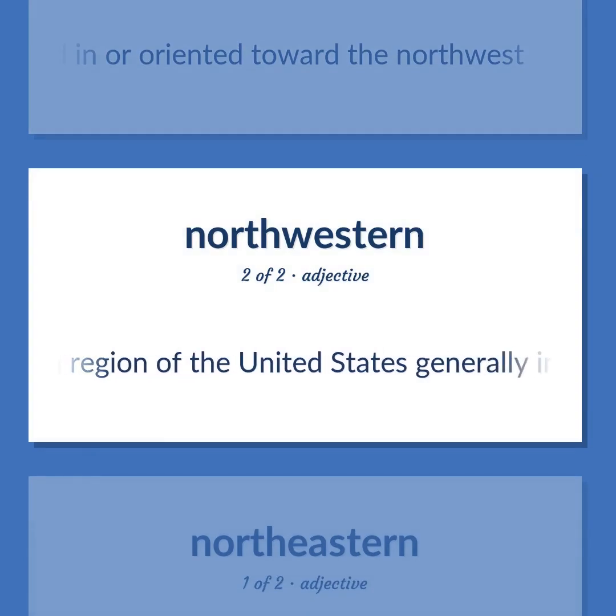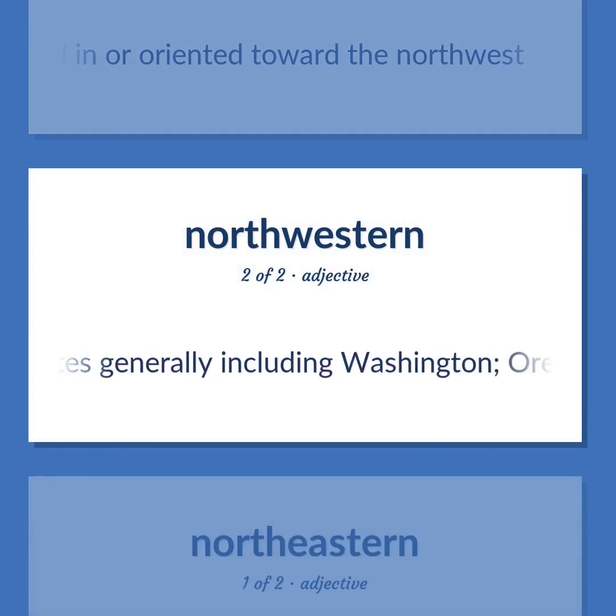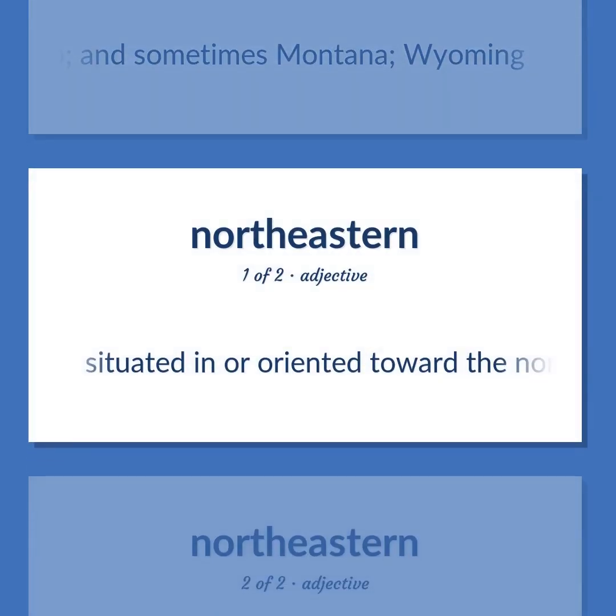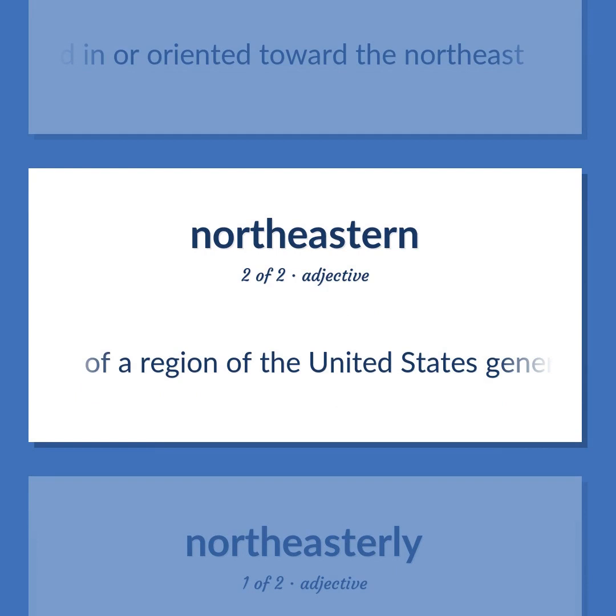Of a region of the United States, generally including Washington, Oregon, Idaho, and sometimes Montana, Wyoming. Situated in or oriented toward the northeast. Of a region of the United States, generally including the New England states, New York, and sometimes New Jersey and Pennsylvania.